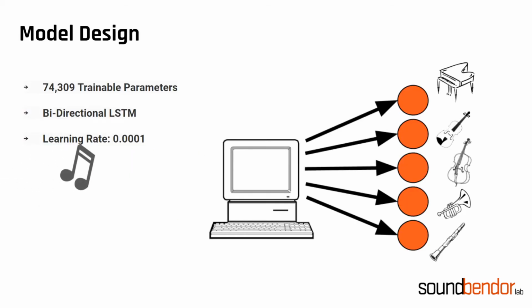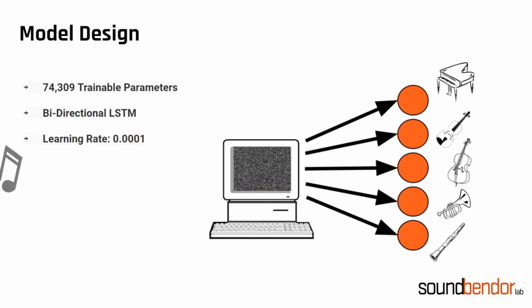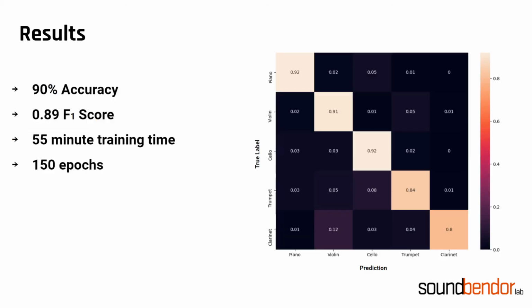The model consisted of more than 70,000 trainable parameters. The model used a bidirectional LSTM, standing for long short-term memory, that does well with sequential data, as discussed before. The model was trained for around 200 epochs, lasting about 1 hour. In the end, we were able to create a model training on 5 instruments with an accuracy of 90% and an F1 score of 0.89.